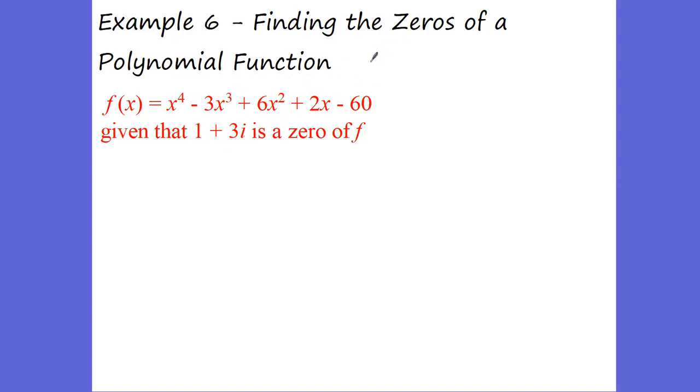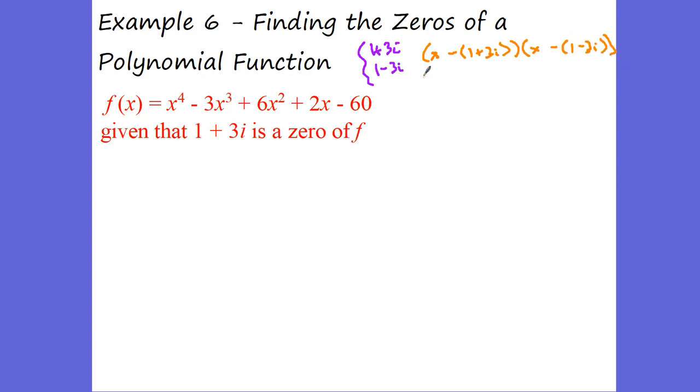We know one of our zeros is 1 plus 3i, which means 1 minus 3i is my other zero, because they come in complex conjugates. Now what do we know is our factors: x minus (1 plus 3i), and x minus (1 minus 3i). Okay, and so what do we want to do here?